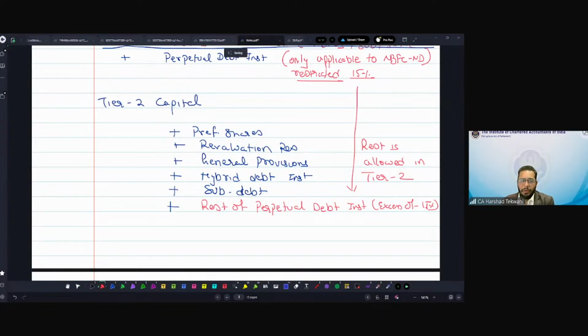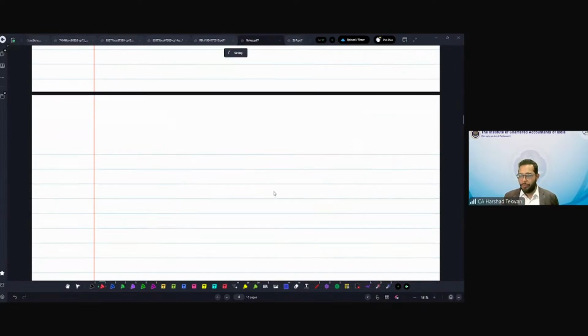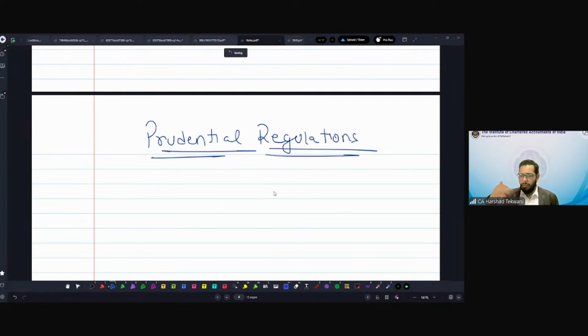Now, why were we understanding tier 1, tier 2 capital? The reason is that now we will jump to prudential norms. So what are prudential norms, or prudential regulations? And why are we referring to all these things? Why are we studying all these things? We are studying just to understand prudential regulations. The purpose here is to understand this particular part. This is the main target.